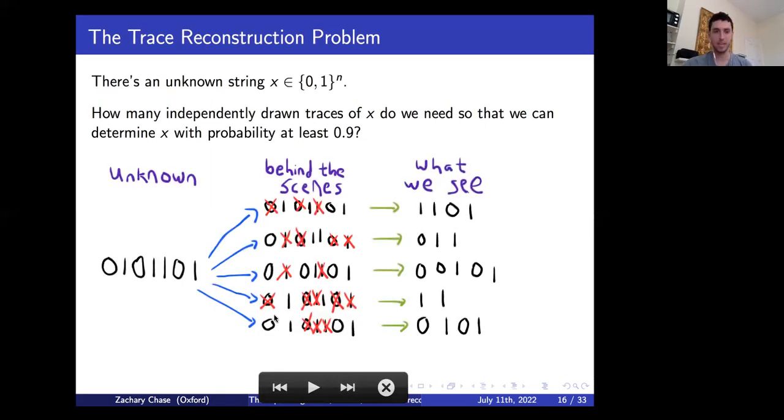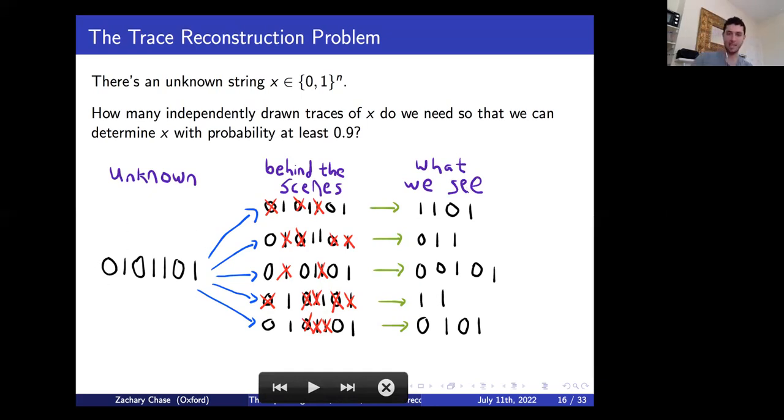Just to explain, you have this unknown string, and here are 5 independently generated traces. This is behind the scenes, in the sense that you don't see what gets deleted. All you see is the concatenated result. So 1, 1, 0, 1, 0, 1, 1, etc. You just see these things and you want to be able to guess this string with high probability.